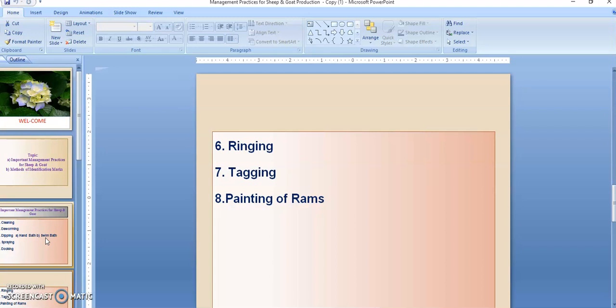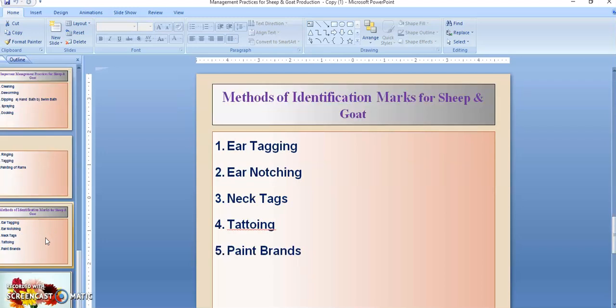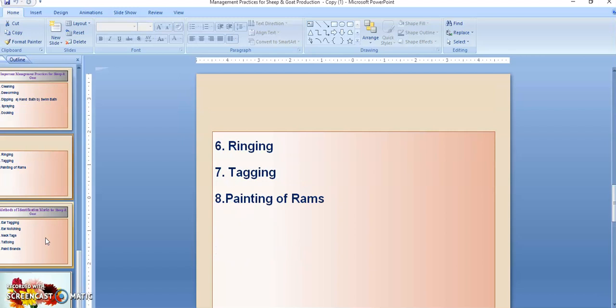Then one of the most important things in that is the painting of rams. This is also one of the important management practices. For obtaining a visual picture of the progress of mating, the ram may be marked by painting his breast with a thick paste made for this particular purpose.